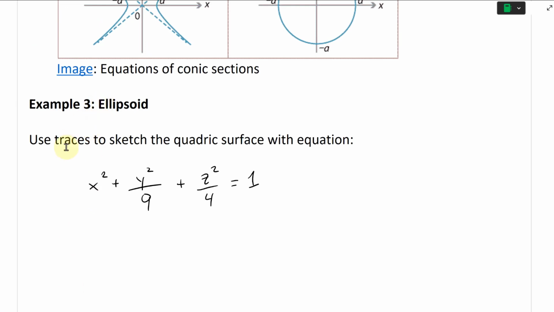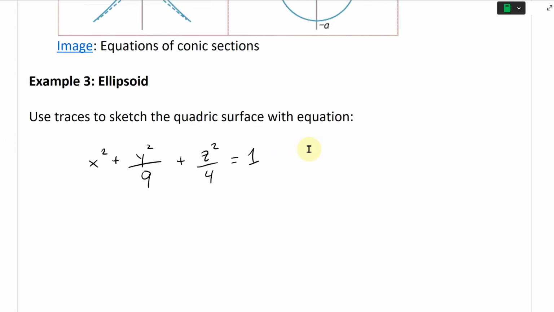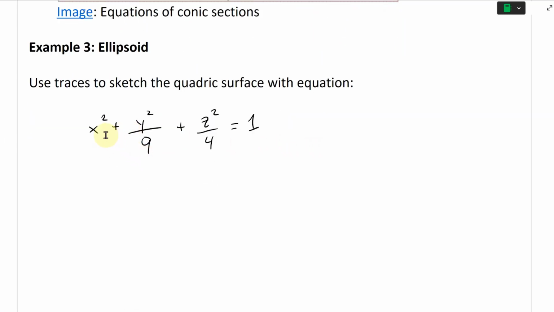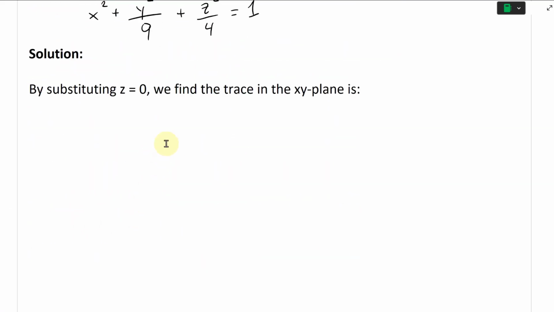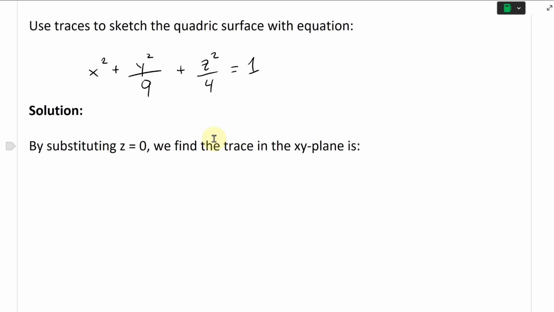Now look at example 3. This is on the ellipsoid. Use traces to sketch the quadric surface with the equation right here: x squared plus y squared over 9 plus z squared over 4 equals 1. All right, so let's take a look at the solution. By substituting z equals 0, we find the trace in the xy plane. So basically, plug in a 0 there and see what happens.